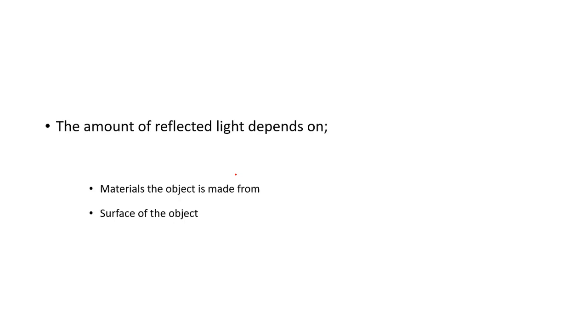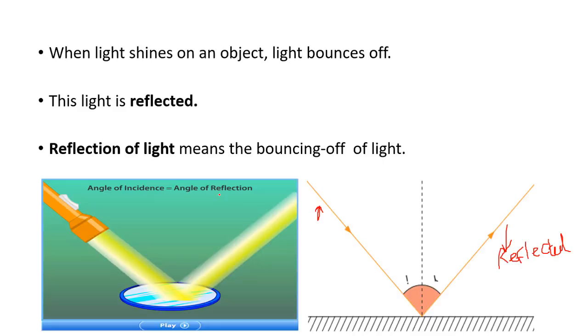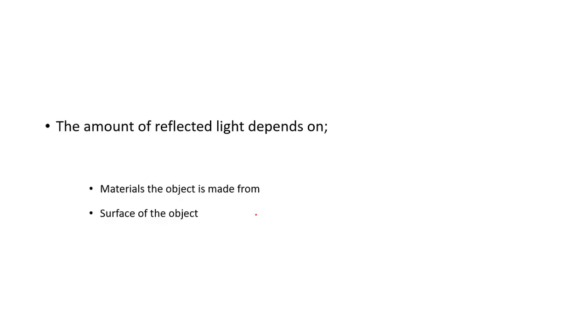The amount of reflected light depends on the materials the object is made from. The amount of this reflected light depends on, one, the materials the object is made from, and two, the surface of the object.